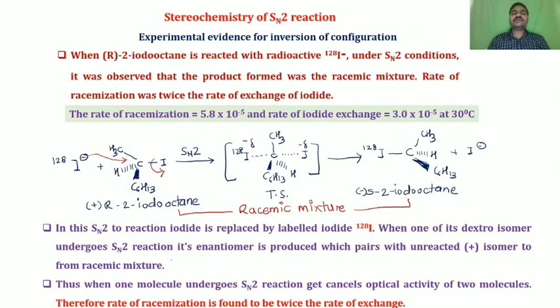That means all these evidences prove that in the SN2 reaction there is an inversion of configuration if that substrate has a chiral center.